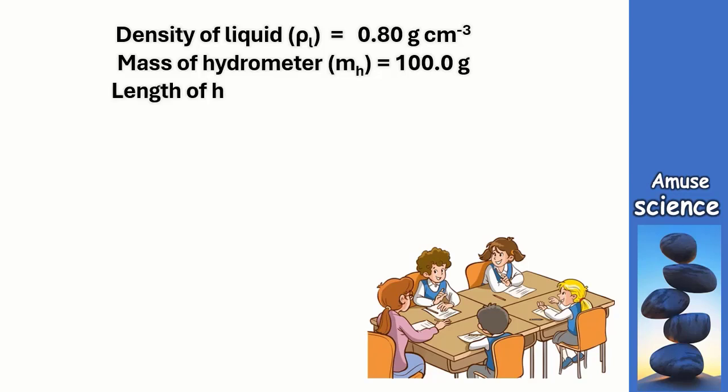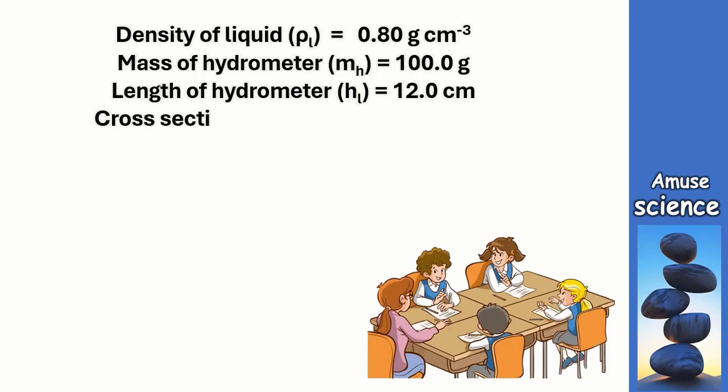And then the length of the hydrometer, which is represented by HL, is equal to 12.0 centimeters. We have been asked to calculate the cross-sectional area of the hydrometer. And so let's represent the cross-sectional area of the hydrometer by capital A. In order to calculate the cross-sectional area of the hydrometer, we have to factor in the volume of the hydrometer. In other words, it is out of the volume of the hydrometer that we are going to get the area.